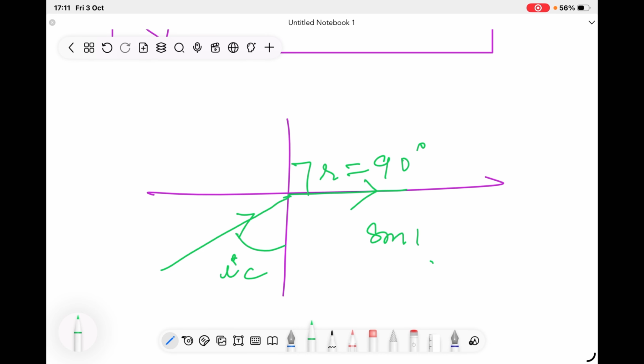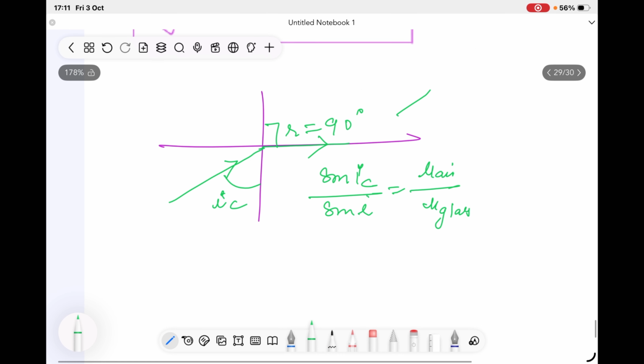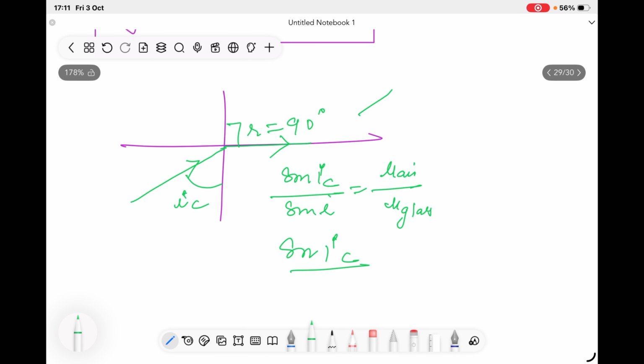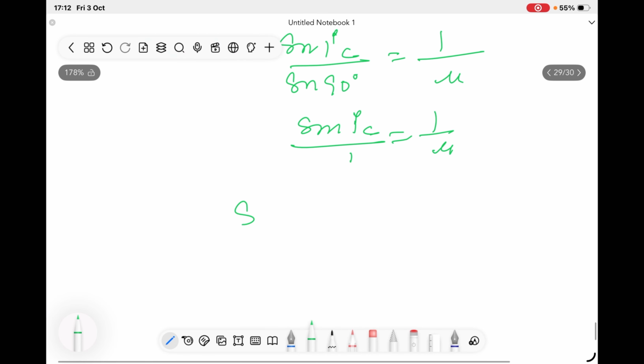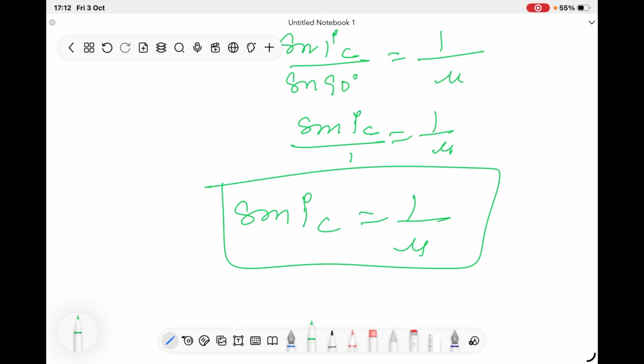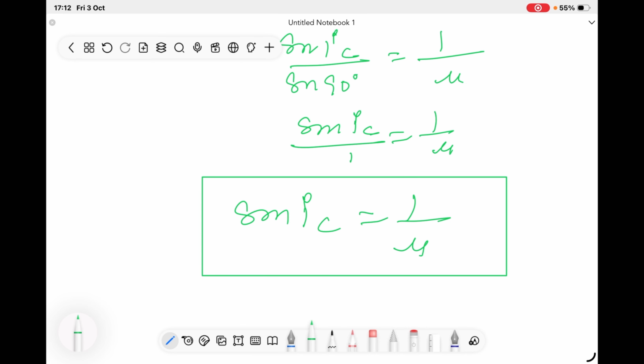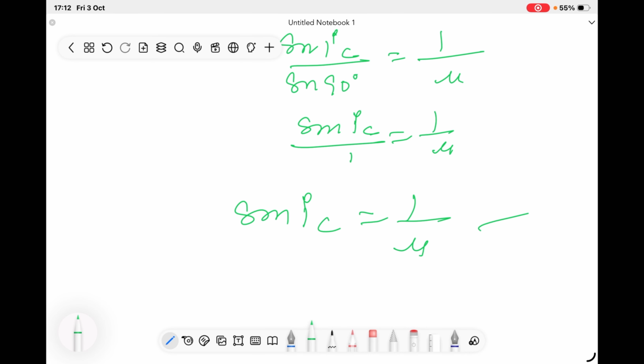When such is the situation, sine I by sine R is, where are you going to? To air. So mu air upstairs. Where are you going from? Mu glass. So sine IC, R is 90, sine 90 is equal to mu air, which is 1, over mu. So sine 90 is 1. So our relation is sine IC by 1 equals 1 by mu. This is not related to the question, I'm just telling you that this is TIR. Please prepare this formula that we have used here. And from the figure itself, we knew that TIR is happening here.